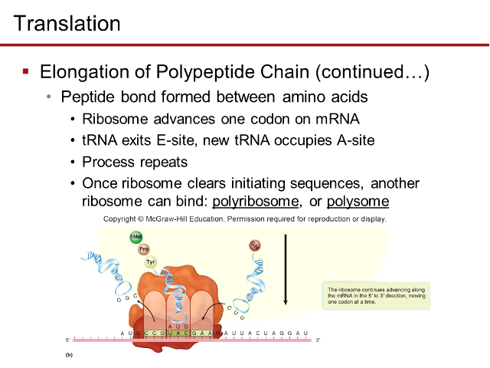Now, another step is the peptide bond formed between the amino acids. The ribosome advances one codon on the messenger RNA. The tRNA exits the E site. The new tRNA occupies the A site. The process repeats again and again. And once the ribosome clears the initiating sequence, the ribosomes combine, and the polyribosome or polysome is then created.